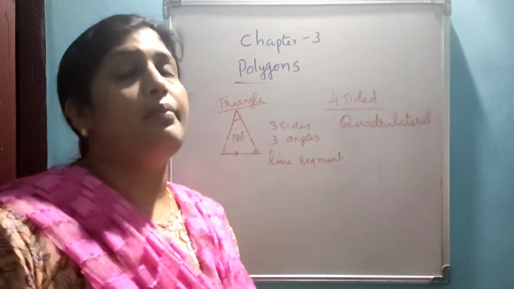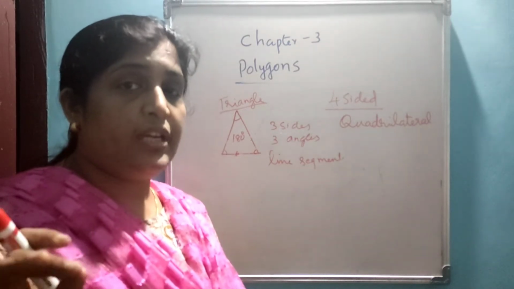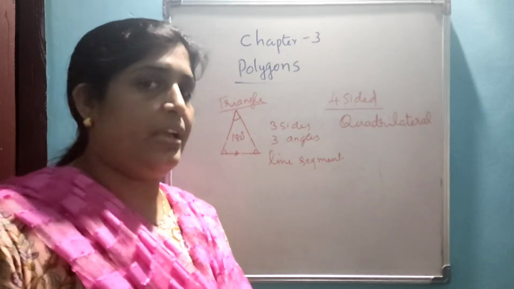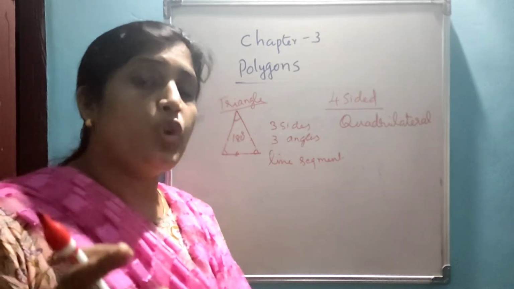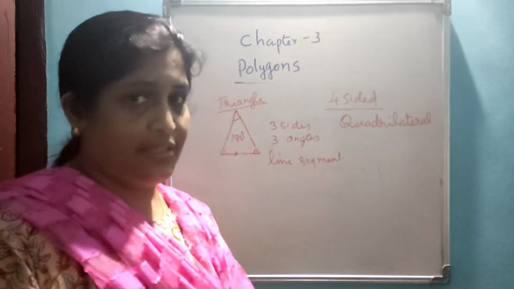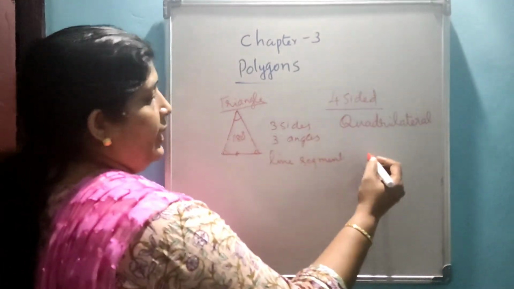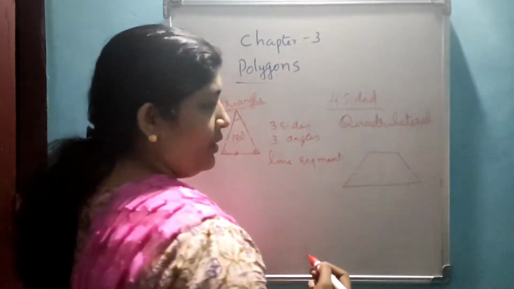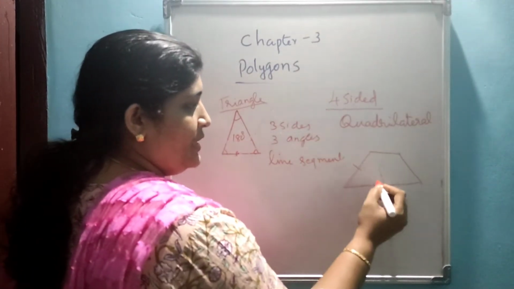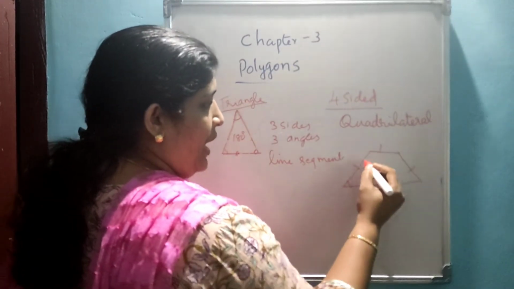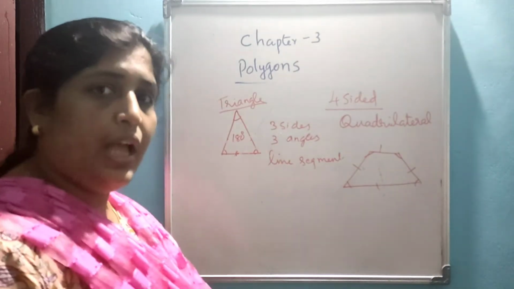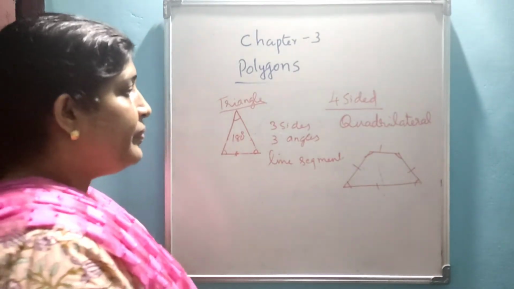A quadrilateral is a polygon made up of only line segments, and it has 4 sides and 4 angles. This one is a quadrilateral. It has 4 sides and 4 angles.